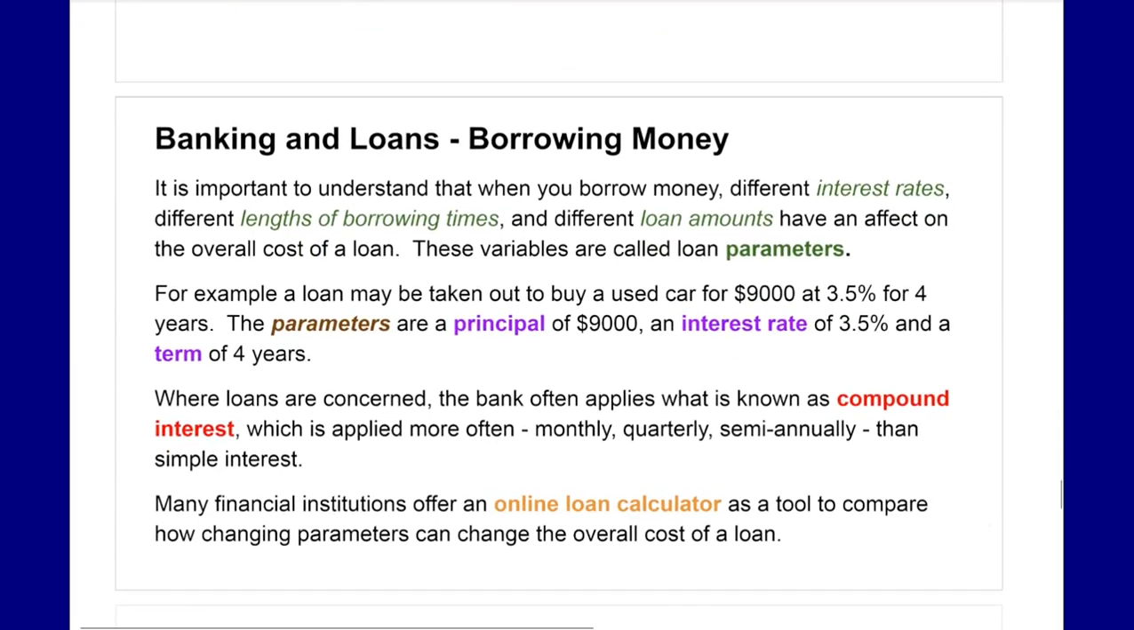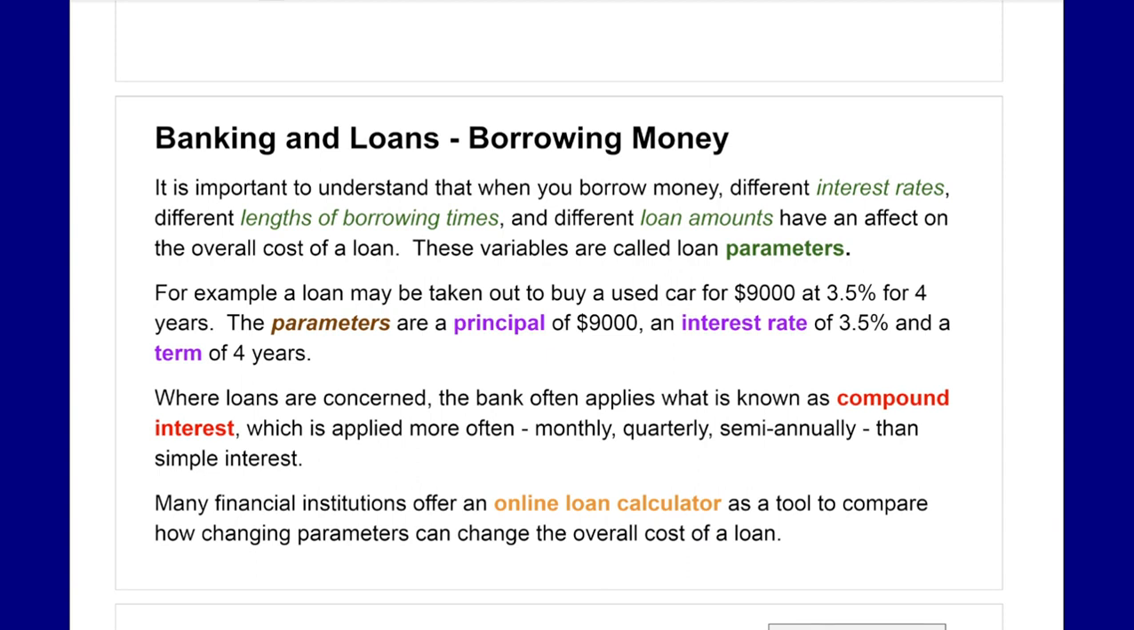So when we're borrowing money, or we're taking out loans, or we're saving money, it's important to understand that different interest rates, different lengths of borrowing times, and different loan amounts can have an effect on the overall cost of a loan, right? So the different interest rates, the different borrowing times, how much money you're taking out, that can affect how much you're going to end up paying overall. And all these variables are called loan parameters. So these are all kind of like the characteristics of a loan, you might say.